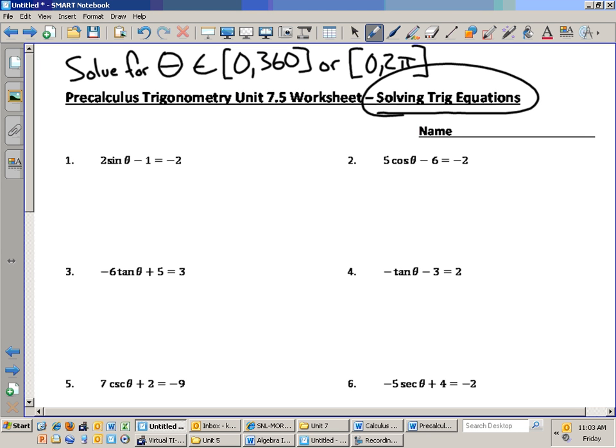And we start this. What do you think we do to start this equation? Start solving this. Yeah, we add 1. We get 2 sine of theta is equal to -1. Then what do you think we do? Divide by 2. Sine of theta is equal to -1/2.